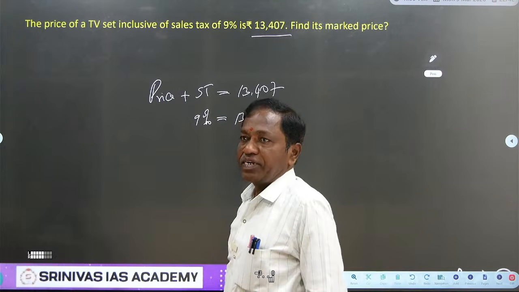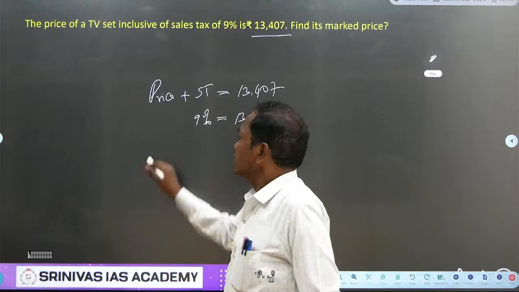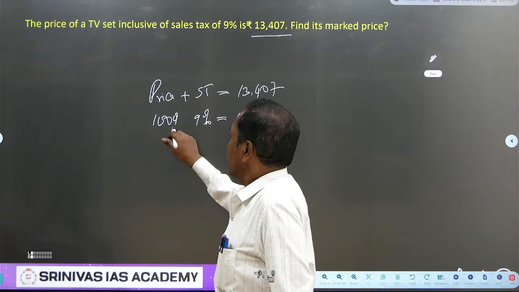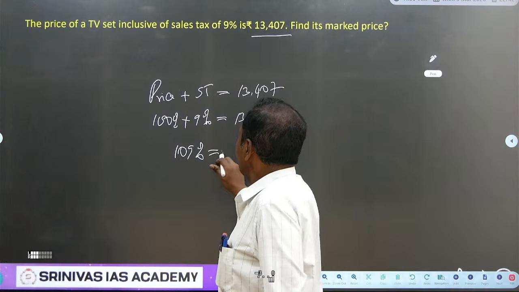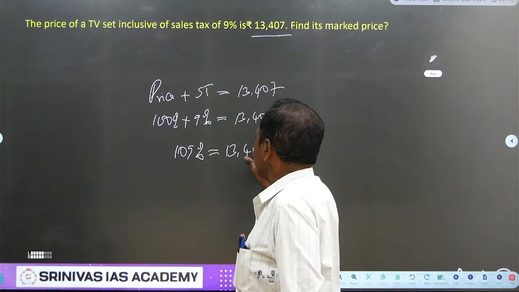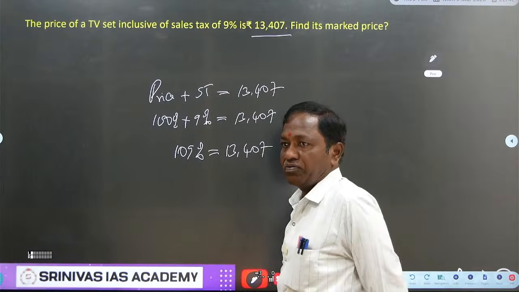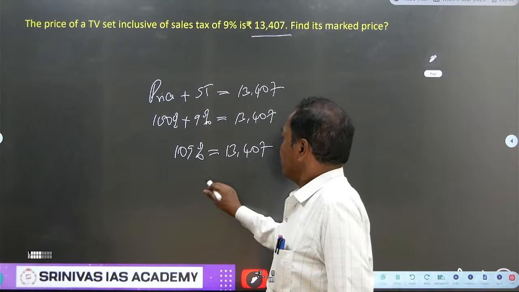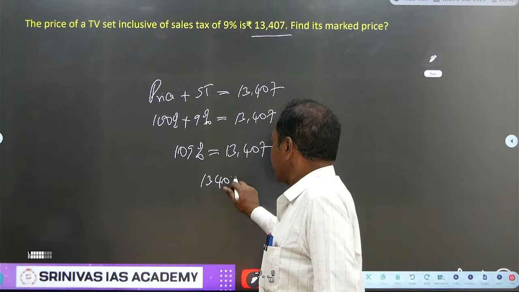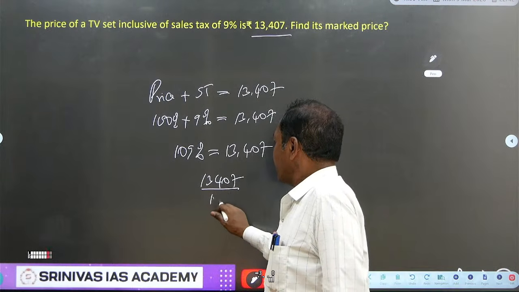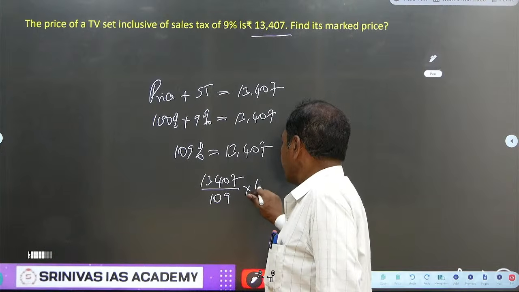Price we do not know. Let the price be 100%. Right. 109% is equal to 13,407. LHS equal to RHS. You have to do it now. So now 13,407 by 109 into 100.